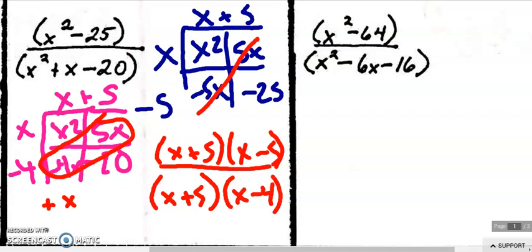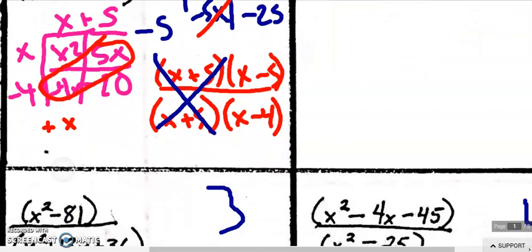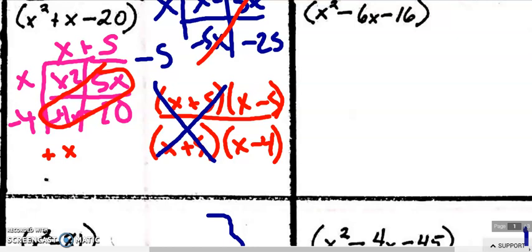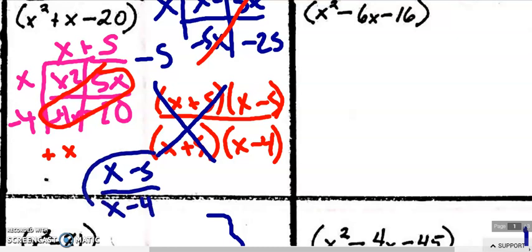And so what we should notice is that the x plus 5 is in both the top and the bottom. So if we think of the fraction as two things being divided, we know that whenever we divide something by itself, it cancels out. So our final answer to this fraction would be x minus 5 over x minus 4. And that is the most simplified version of the fraction.